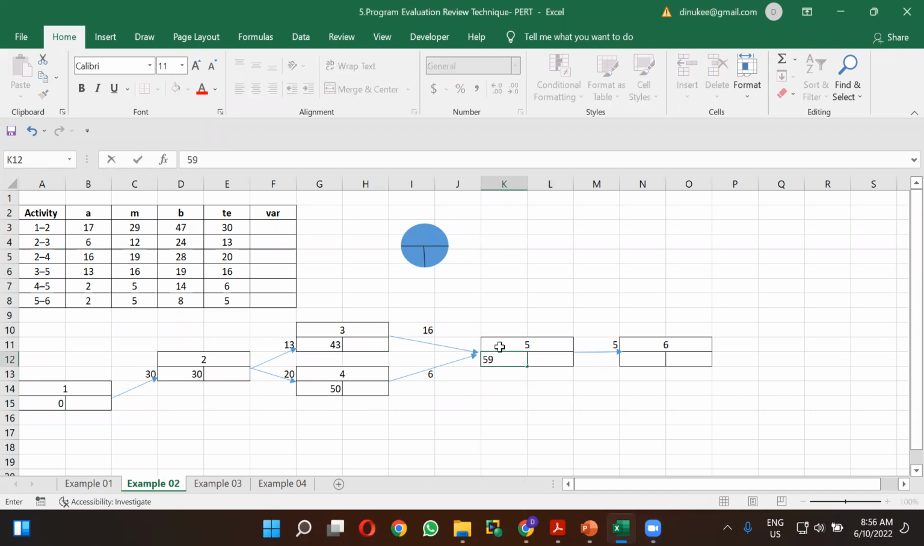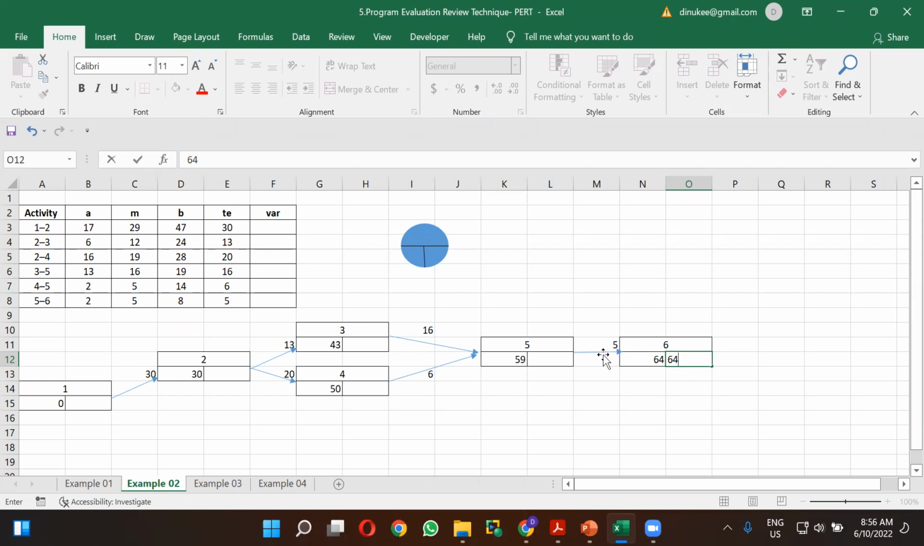So I have taken the highest value. And for that 59, you have to add this 5. So after adding the 5, it is what? It is 64. Right, so we have now completed the forward pass calculation. So this 64, you can put it as it is, as the late finish time, right? 64. So now we are going to do the backward pass calculation, right?